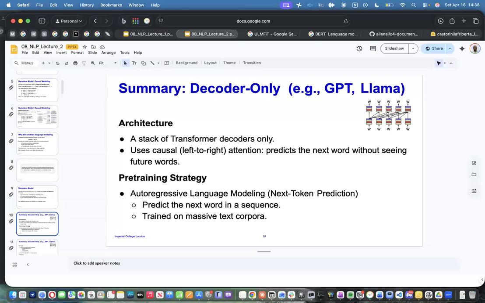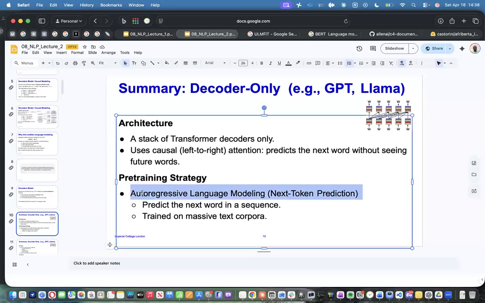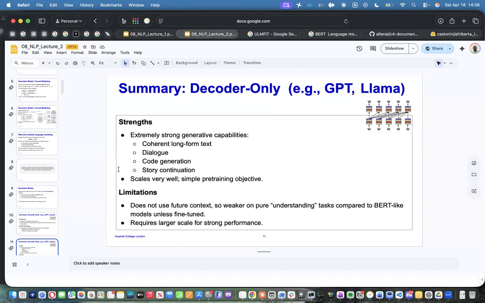And here is some of the architecture, the stack of transformer, using left to right. They are also called autoregressive language models. Yeah, autoregressive, predict the next one. This is a summary of the decoder-only model, such as GPT and Llama. All the architectures you see today are decoder-only models. They produce coherent long text. They can generate very good dialogue. They can chat, generate code, stories, and everything. But the limitation is that it does not use future context, so it is weak on pure understanding.